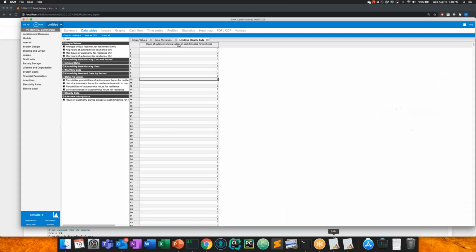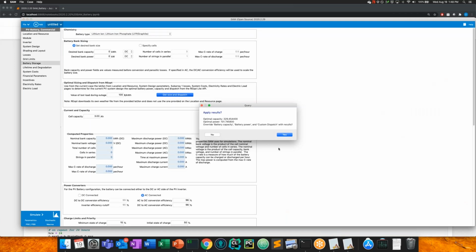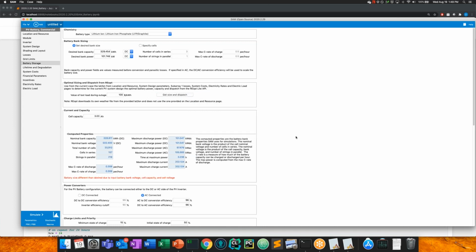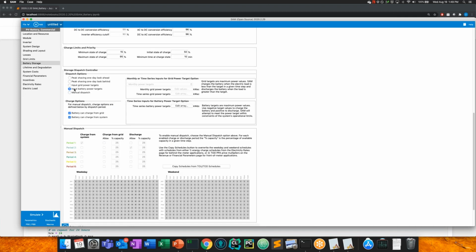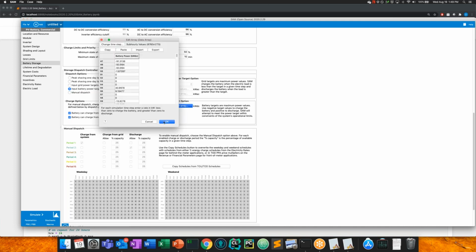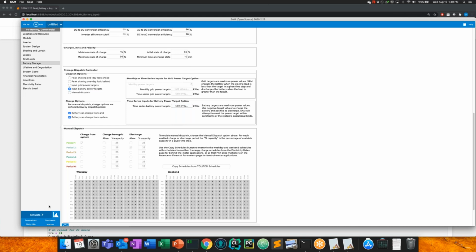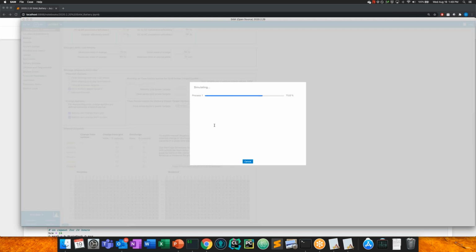So let me see. Okay, it looks like we have our results from REopt. It tells us that our optimal capacity is about 320 kilowatt hours and our optimal power is about 100. And it's going to ask if we can override our current system configuration. So now we have the custom battery power target generated by REopt. So now as I simulate this, it'll be interesting to look at the battery behavior.